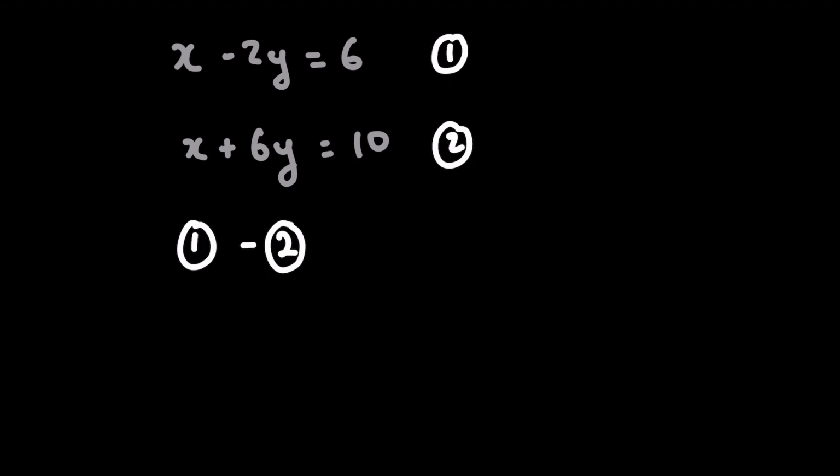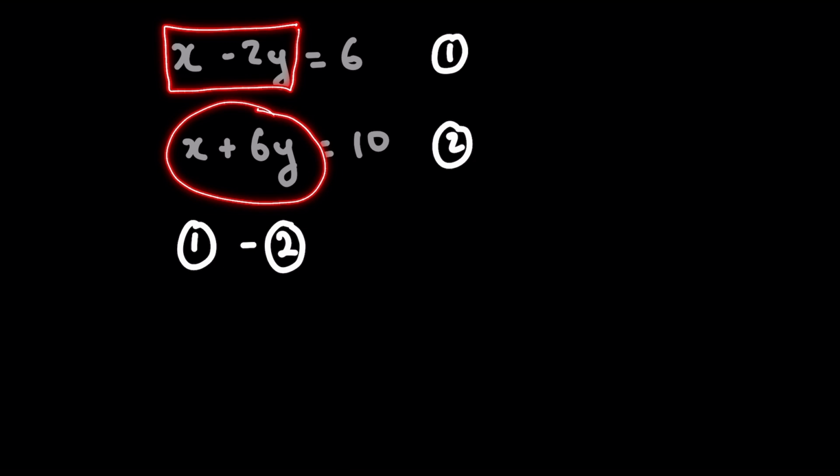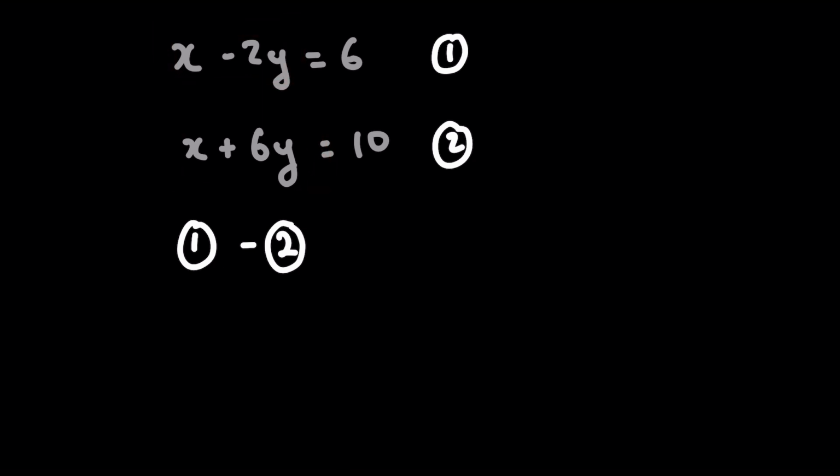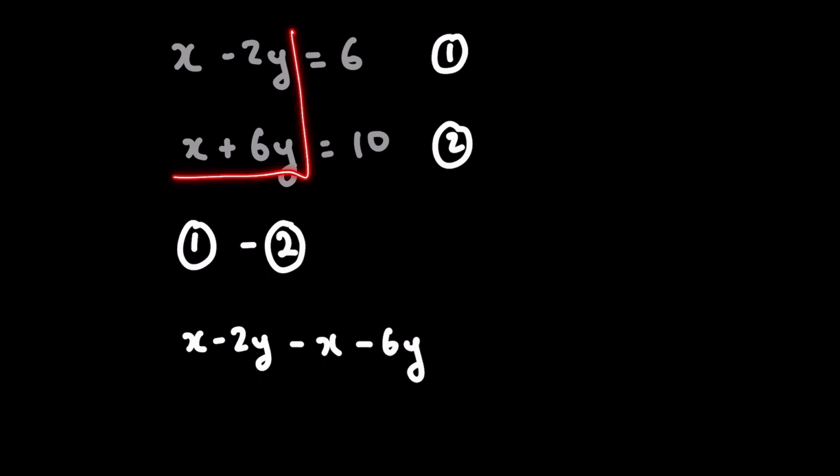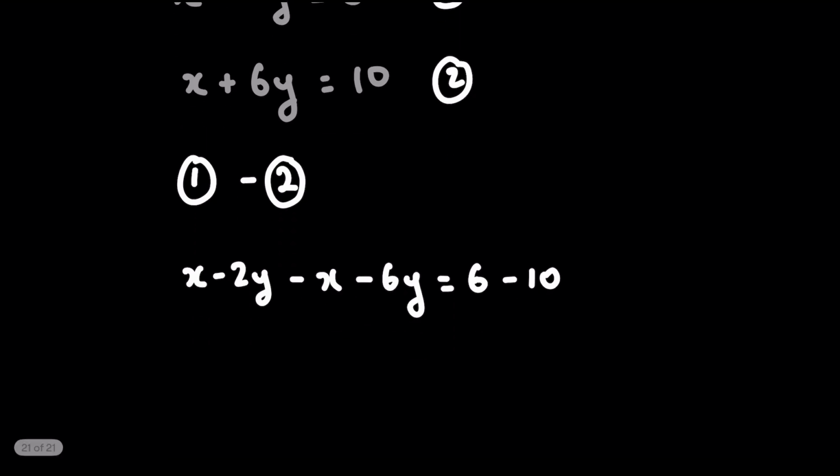What that means is I'm going to take everything on the left-hand side for equation 1 and minus it with everything on the left-hand side of equation 2. So if I were to do that, it would be x minus 2y for equation 1, and then for equation 2, it would be minus x and minus 6y. And whatever I do to the left-hand side, I must repeat to the right-hand side. So equation 1, which is equal to 6, minus equation 2, which is equal to 10, so minus 10.